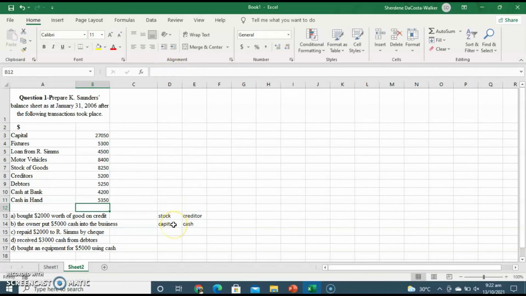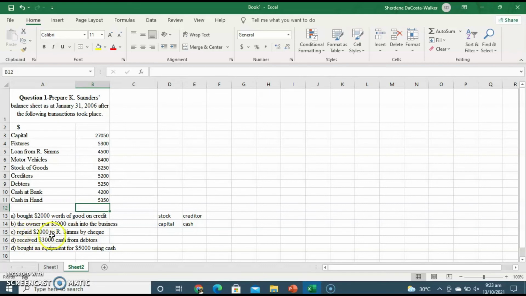So when capital increases, the asset also increases. When capital decreases, the asset will decrease. All right. And as I said, decrease means you minus from the figure that was there before, or you add to that figure. Now let's look at C.